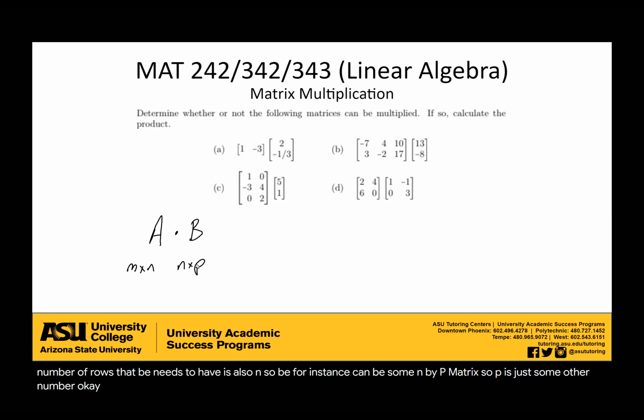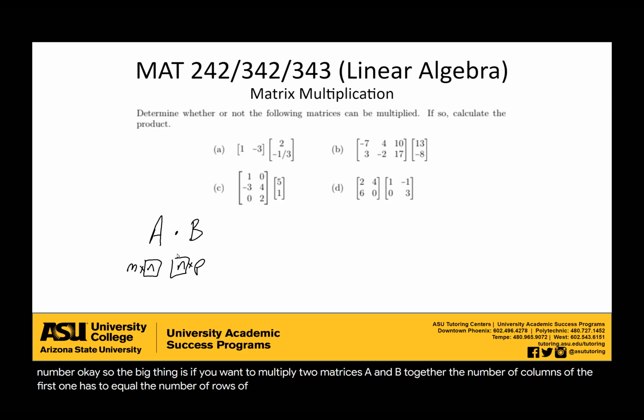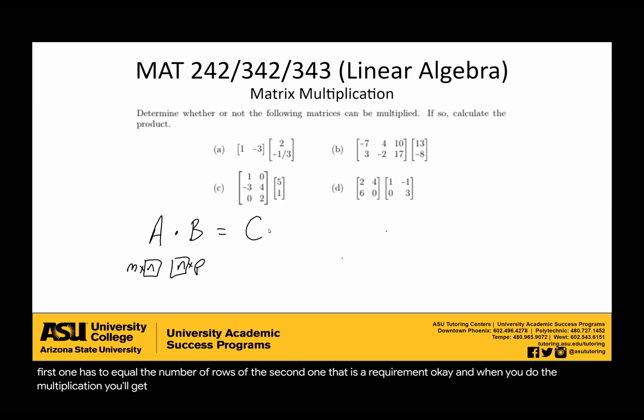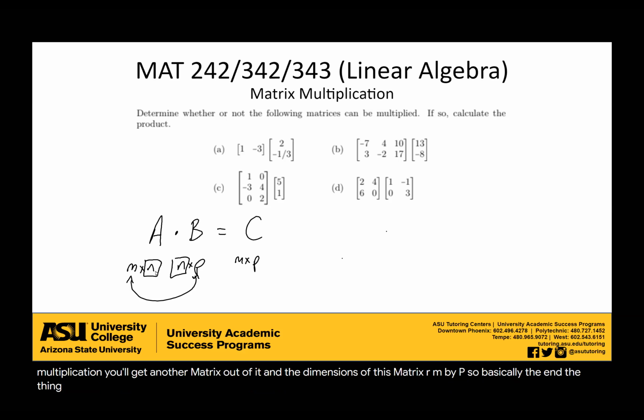So the big thing is if you want to multiply two matrices A and B together, the number of columns of the first one has to equal the number of rows of the second one. That is a requirement. And when you do the multiplication, you'll get another matrix out of it, and the dimensions of this matrix are m by p. So basically, the n, the thing that's matched up, goes away, and you're left with an m by p matrix.